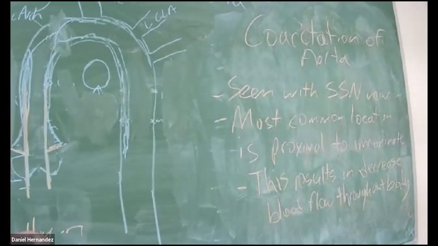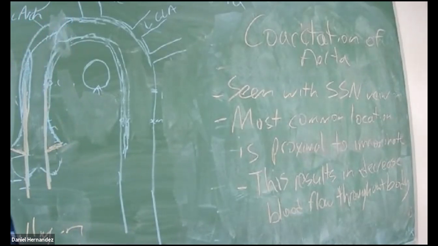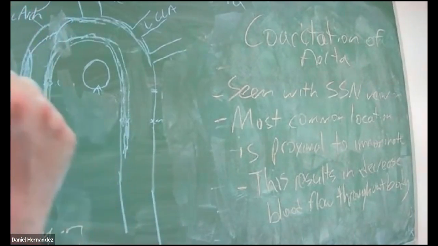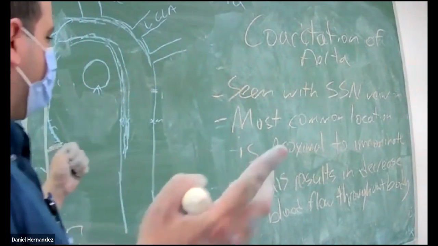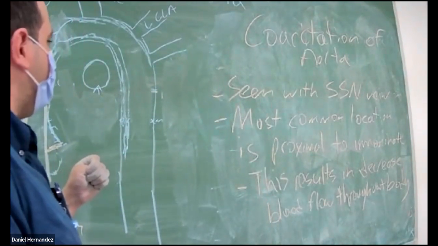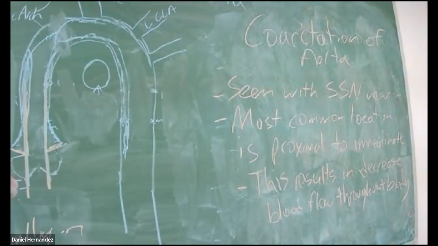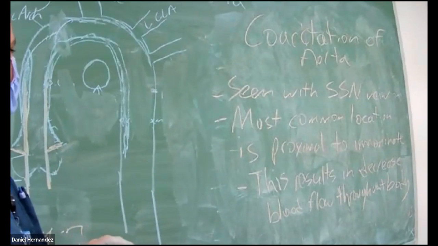So most common location is proximal to the innominate artery, so at the beginning of that arch, and that will result in decreased blood flow throughout the body. So you'll have lower brachial pressures bilaterally. You'll have reduced flow within your carotid arteries. These patients will exhibit symptoms early on, so they're able to find this quite early. Depending on the severity of the coarctation, they could potentially have cyanotic extremities. It could potentially be a big deal.